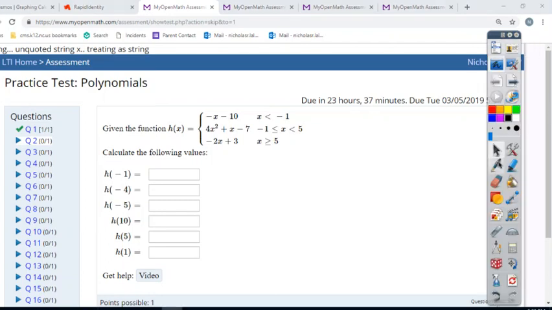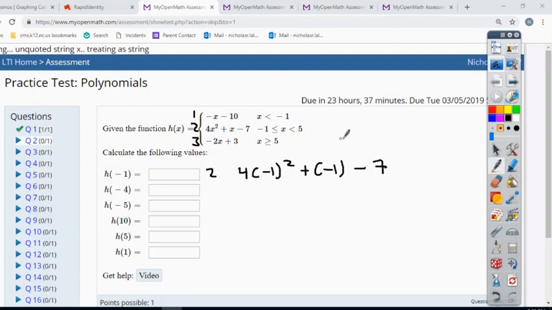We need to calculate the following values of the piecewise function. H of -1. Well, we have to figure out whether we're formula 1, 2, or 3. -1 is less than or equal to -1, so this is formula 2. It's not less than -1, and it's not greater than or equal to 5. So we have 4 times -1 squared plus -1 minus 7.